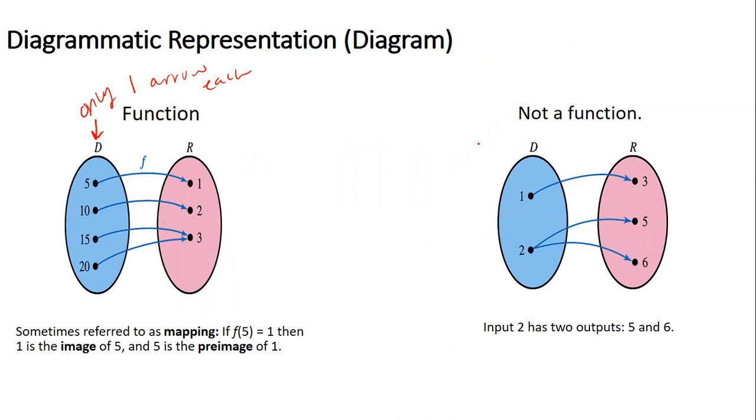This is not a function. Why is it not? The x is repeated. It has more than 1 arrow coming from the domain, right? How do we feel? Any questions about understanding a function in domain in mapping form?